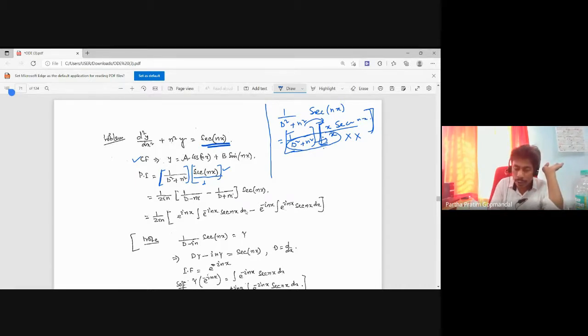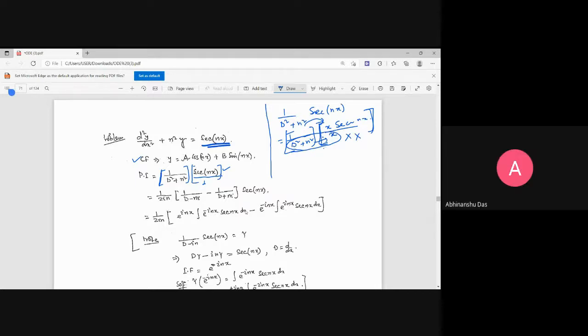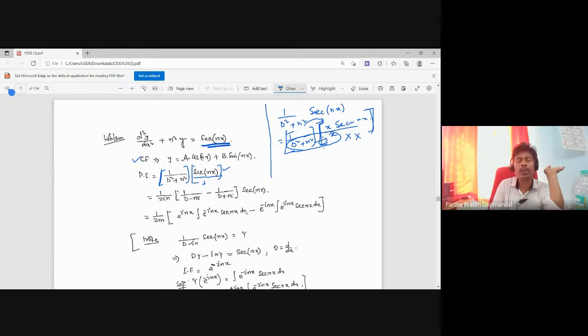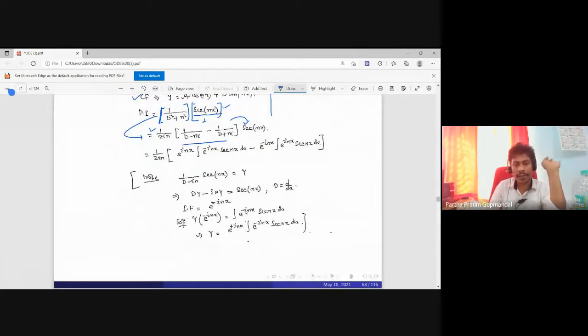If we write it this way, 1 by D minus ni minus 1 by D plus ni, then in the numerator you will have an extra term, that is 2in. That's why I have divided by 2in. So it makes sense that we can write 1 by D square plus n square in this way, and this is the operator that you have to operate as a whole on sec nx. So now we have come to the first order differential equation. I will come to this point later, let us see this note. Let's say we are considering 1 by ni times 1 by D minus ni, and you are operating it on sec nx.